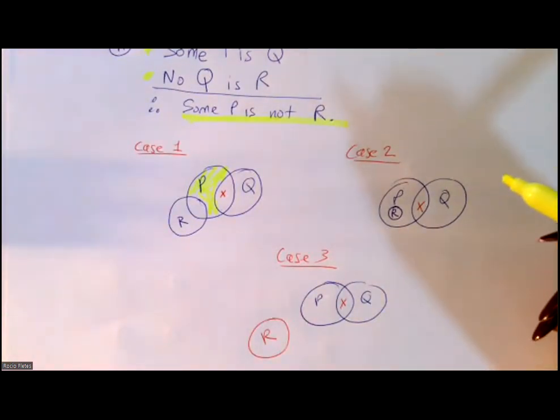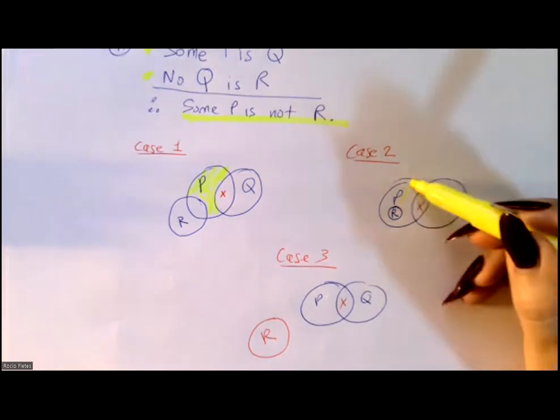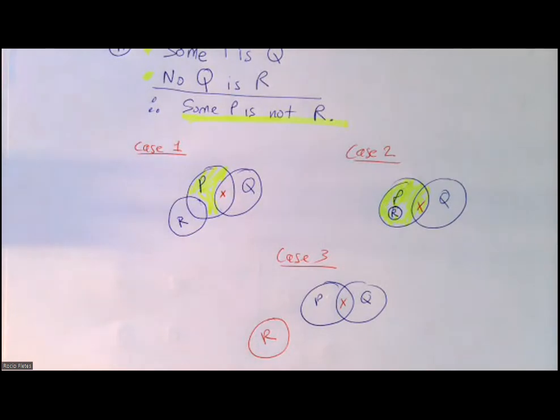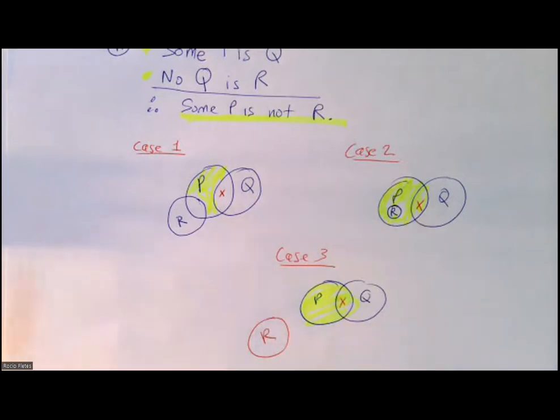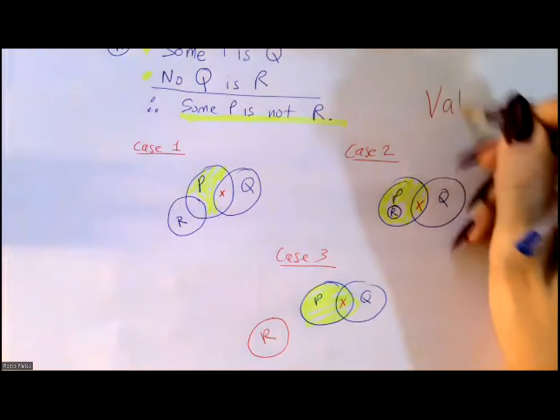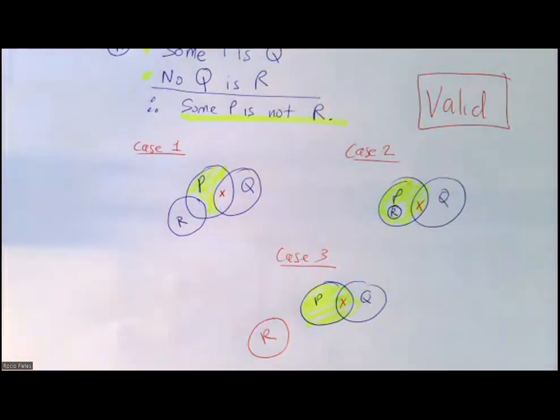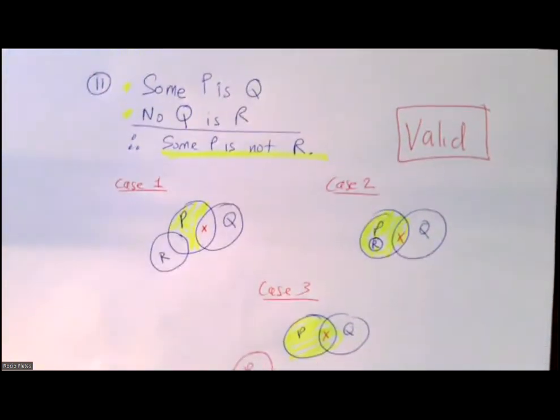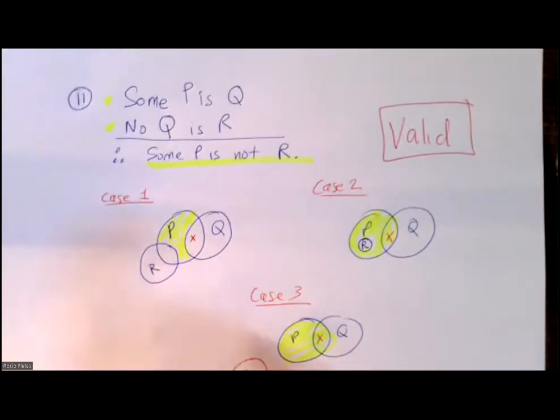Let me see here. Some P is not R. So we have an area here outside of R and P. So some P is not R. And then over here, all of this is outside of R. So the conclusion is true in all three cases. So we say, okay, this is a valid argument. This argument is valid. So that's number 1, which is actually number 11, but it's the first example that has the written argument like this, number 11.